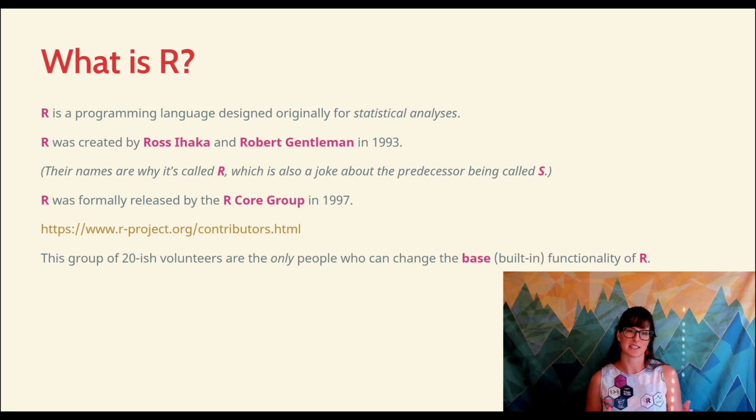And so it was formally released to the world in 1997 by a group called the R Core Group. And you can see at this link who those people are if you're interested. It's a group of about 20 people. It's changed a little bit over time, but actually stayed fairly consistent with the original group. And these are the only people who are able to change the base functionality of R. What that means is when you install R on your machine, which you're going to do very soon here, all the tools that come with it are written or created or at least approved by this R core group.